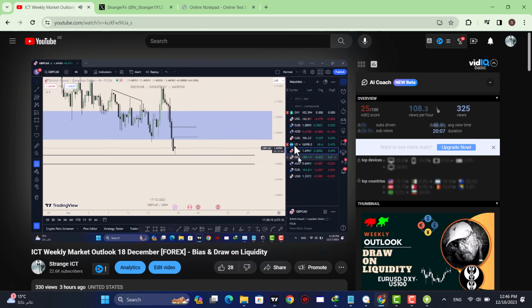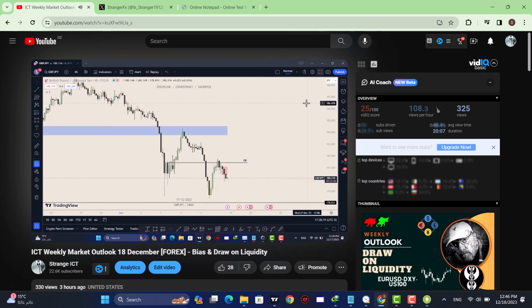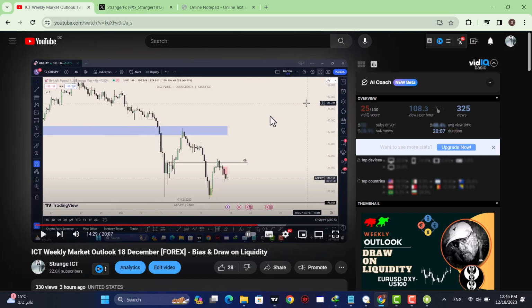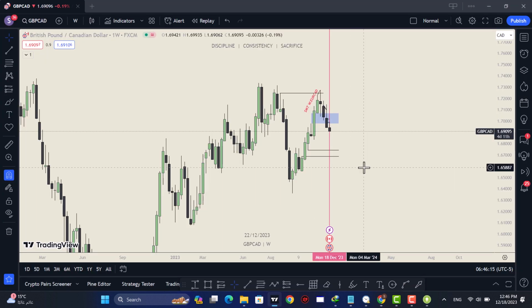Let's go to another pair, and this is the British. So as you can see, I told you to wait for price to come back to that area, that hourly 4-hour fair value gap, and then wait for reversal patterns on the lower time frames, and of course sell above the midnight open. And you will see in a few minutes how that looks in the chart.